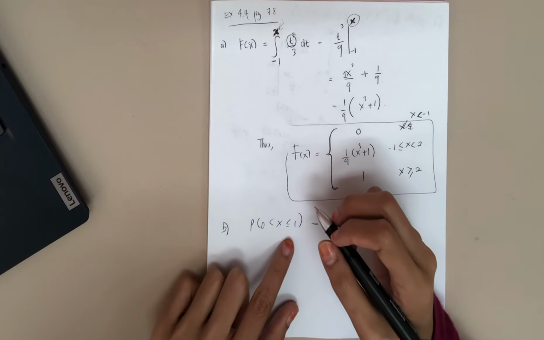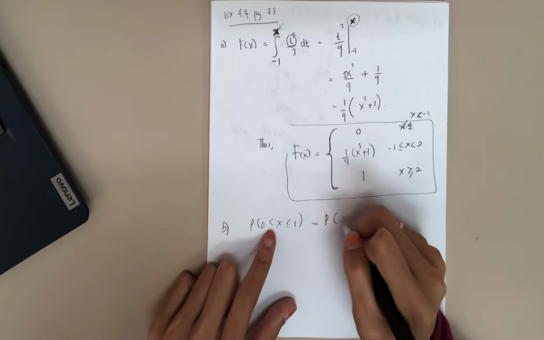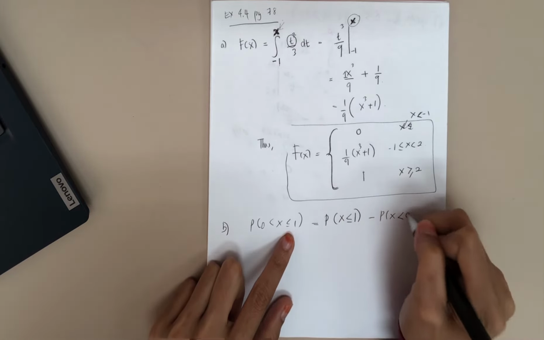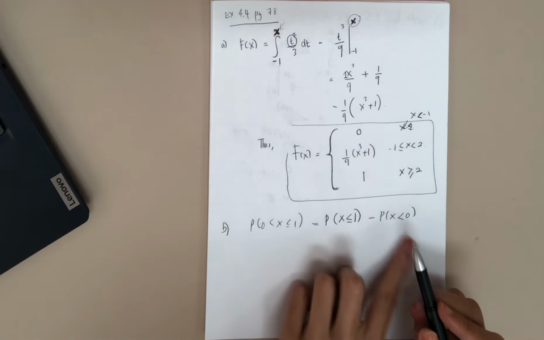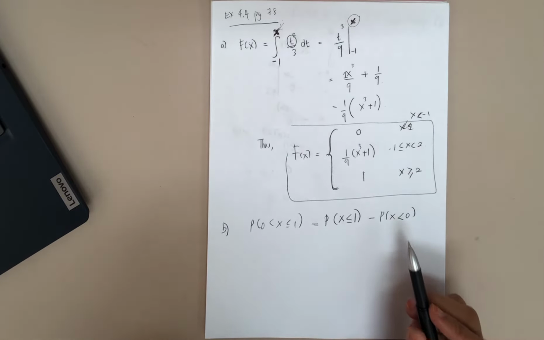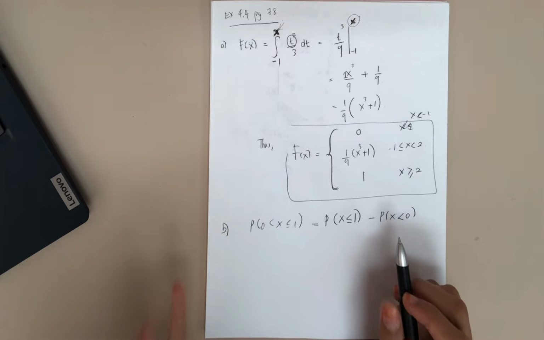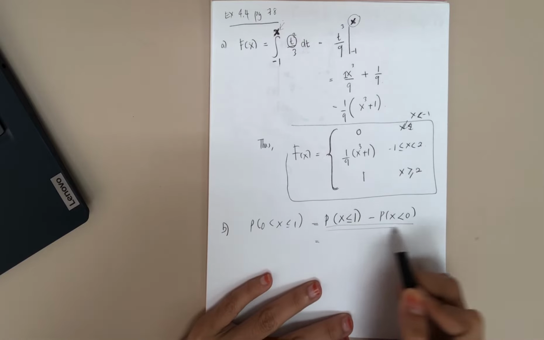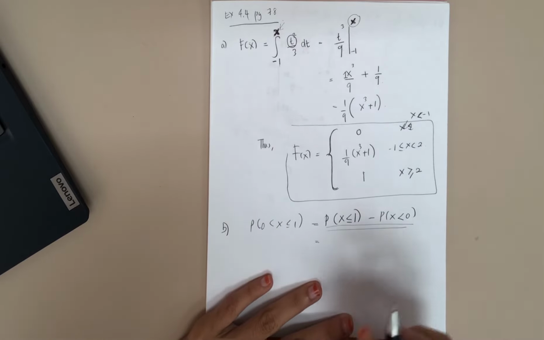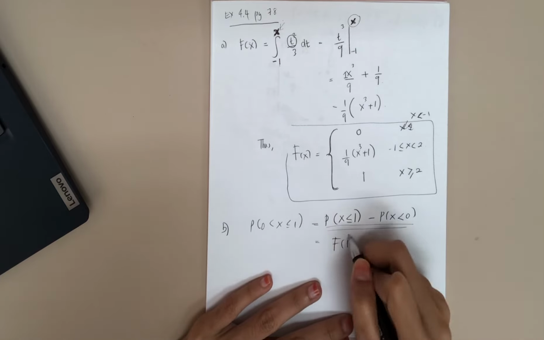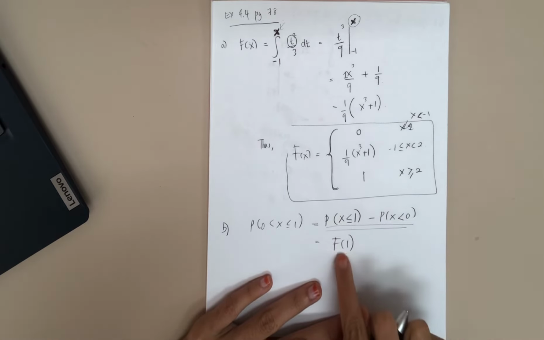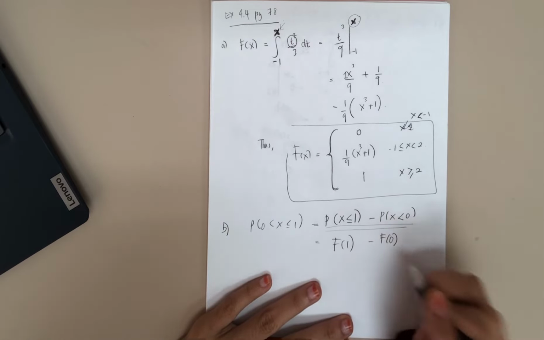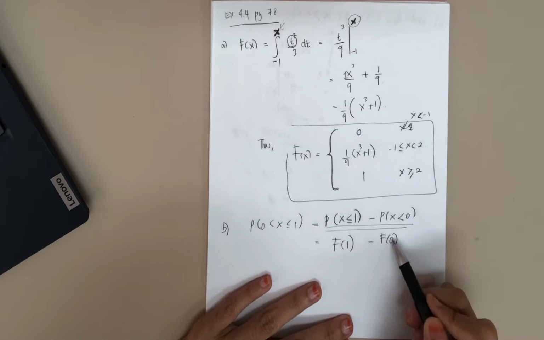For how to answer in terms of CDF, you can write it like this: P(X < 1) = P(X ≤ 1) − P(X ≤ 0). The symbol is correct, but it's not a problem. As I said, it's good for you if you write it correctly like this. So how do we get this? P(X ≤ 1) is actually F(1), and this one is F(0). Even though it's not included, it's still F(0).